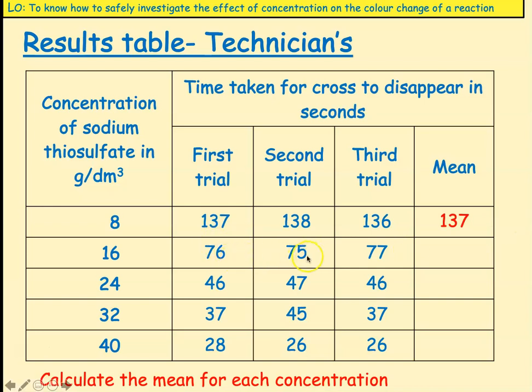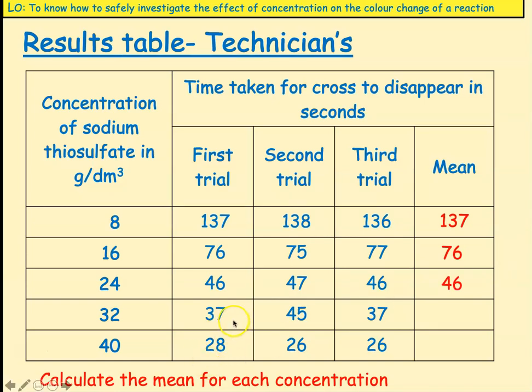The next one, 76, 75, 77, again, very close together. Add them up, divide by 3, you get 76. The next one, again, really close together. No variation around the mean. Okay, so the answer is 46.3. But we've got a problem here because all our data has got no decimal points. So we need to put our mean to the same level of resolution. So it's not 46.3, it's 46.